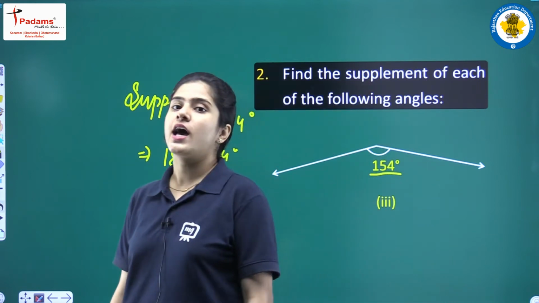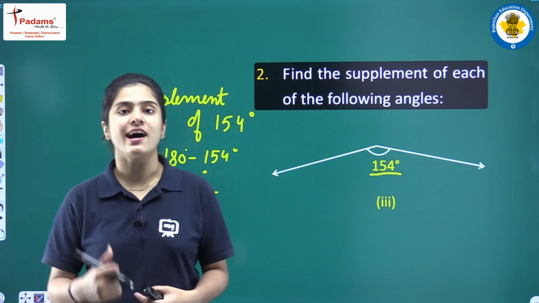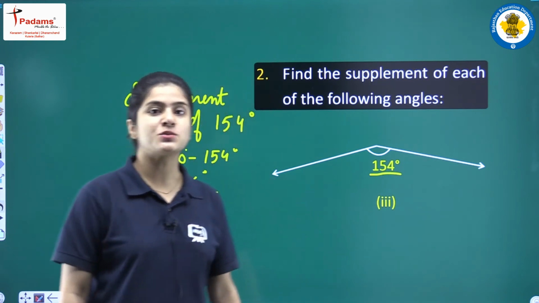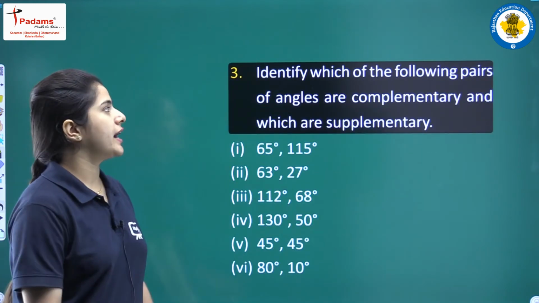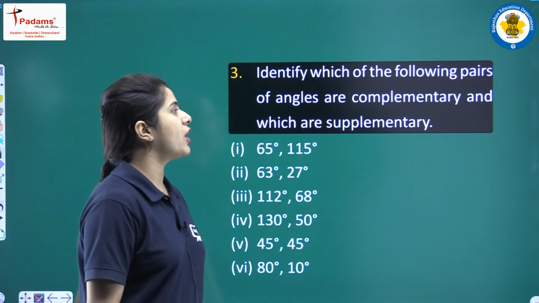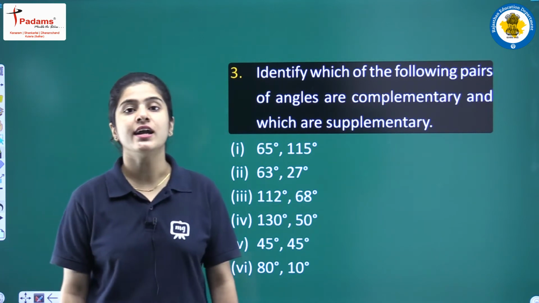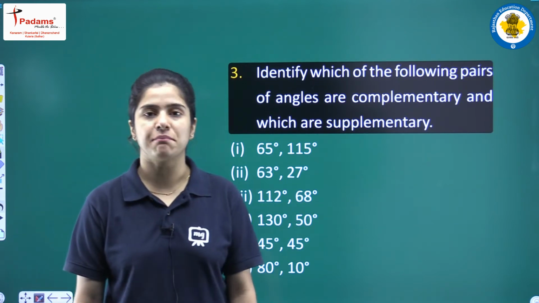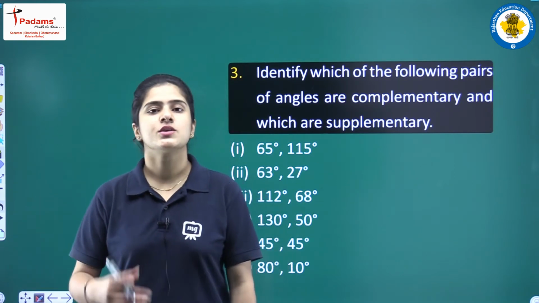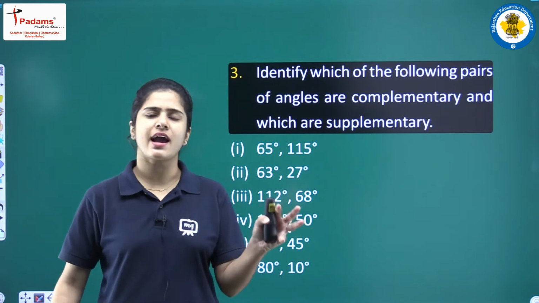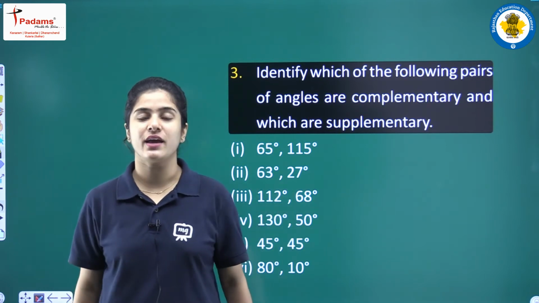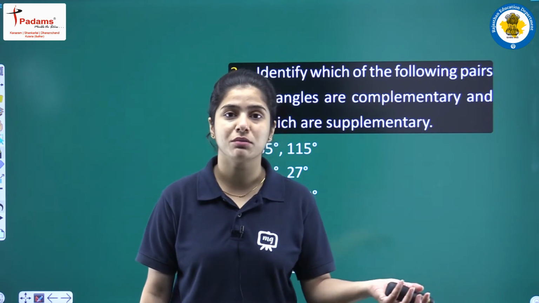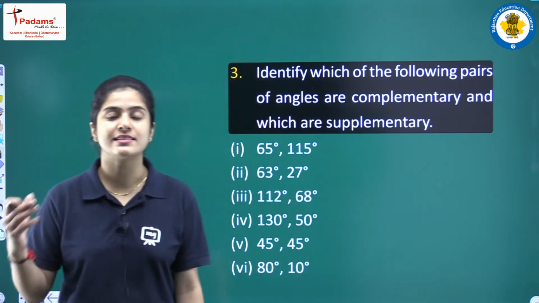Okay students, now we'll be looking at another question, that is question number 3. Have a look students, what is the question 3? Identify which of the following pairs of the angles are complementary angles and which are supplementary angles. Okay students, so we need to find out the complementary angles and the supplementary angles. Okay, how will you find out which angle is complementary and which angle is supplementary?